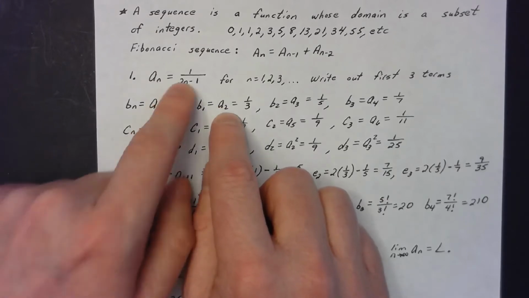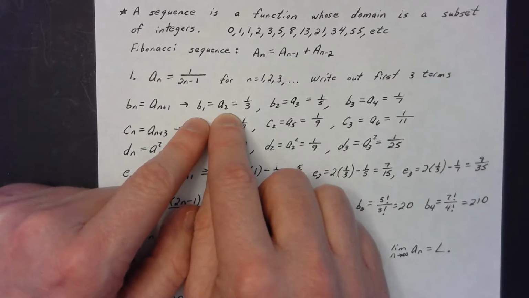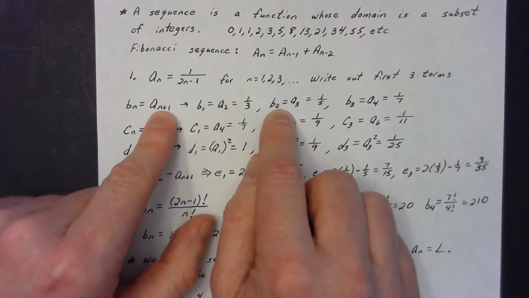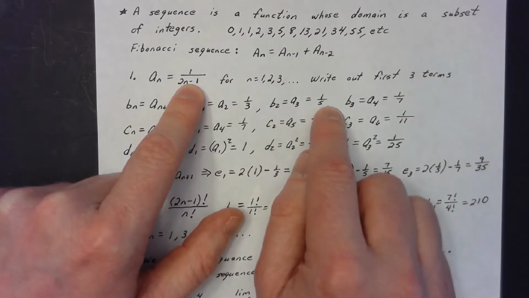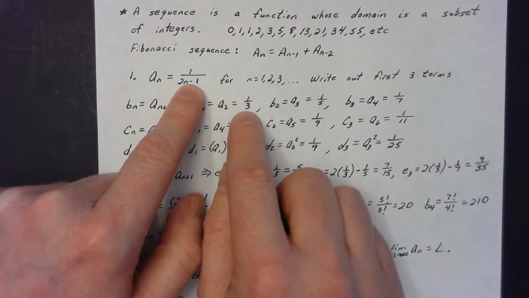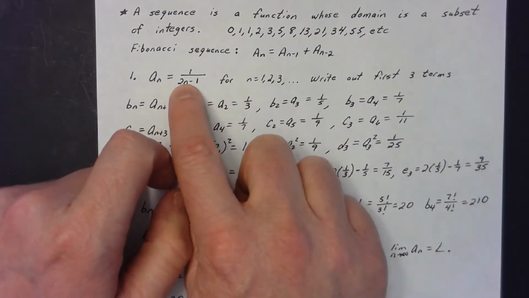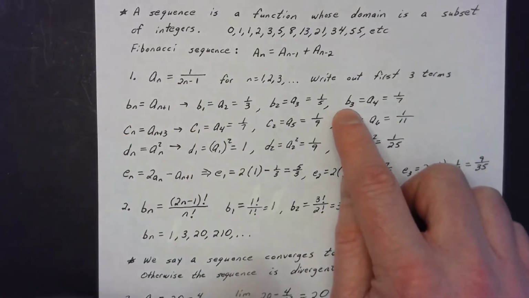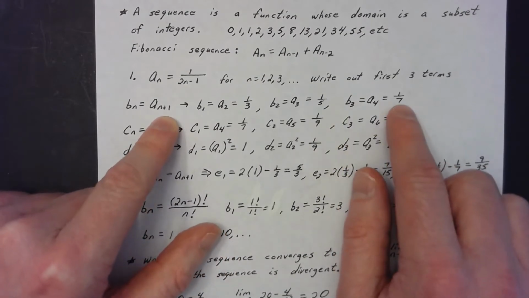If I plug a 2 into the sequence formula for a, I would see it's 1 over 2 times 2 minus 1, or 1/3. b sub 2 is just going to equal a sub 3. You'd plug a 3 into this function, you'd have 1 over 6 minus 1, or 1/5. And then you can see that denominator is going to continue to increase by 2 because of the 2n down there. My next term is going to be 1/7. b sub 3 would equal a sub 4. That'd be 1 over 2 times 4 minus 1, or 1/7.